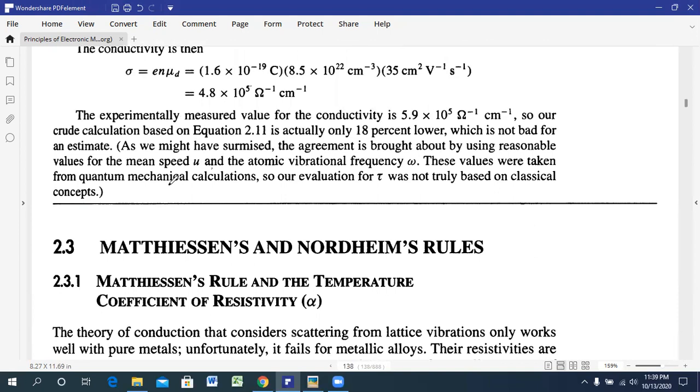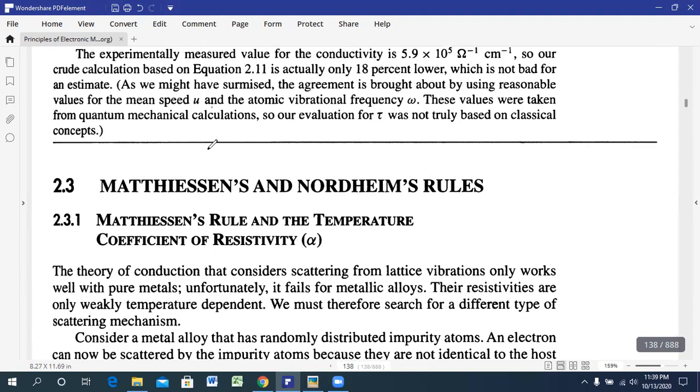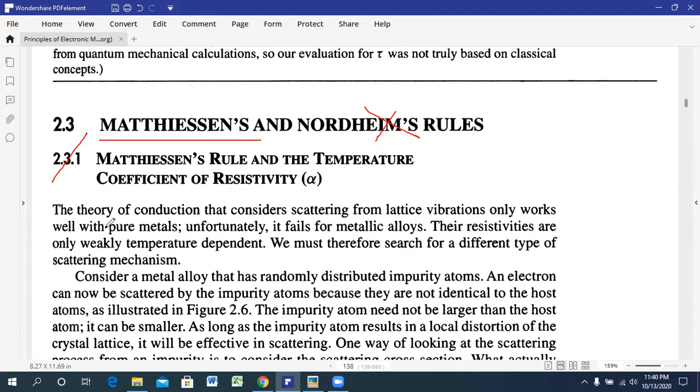Now this will be the end of article number 2.2, and now article number 2.3, that one is Matthiessen's rule. We will not go with Nordheim's rule. Only follow Matthiessen's rule, because only this one is included in our syllabus, and the other is not included in the syllabus. Okay, so Matthiessen's rule and the temperature coefficient of the resistivity, that one is article number 2.3.1.